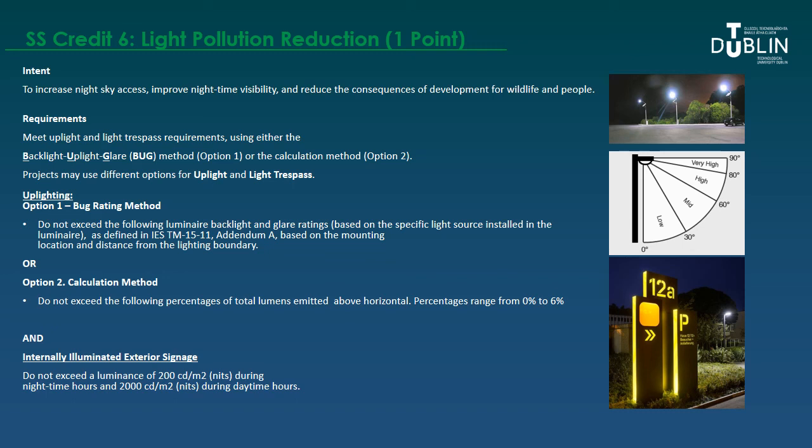Another aspect of that, this is internally illuminated exterior signage, so you can't exceed a luminance of 200 candelas per metre squared during the nighttime and 2000 during the daytime.